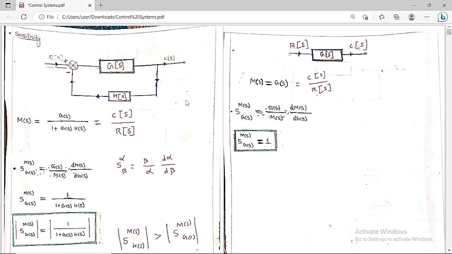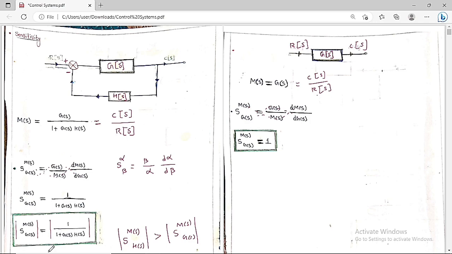So in this case, you can see clearly here, in the closed loop the denominator is higher when compared to the numerator. Here, 1 plus G(s)H(s), the denominator is higher when compared to the numerator. This one is always lesser than 1.